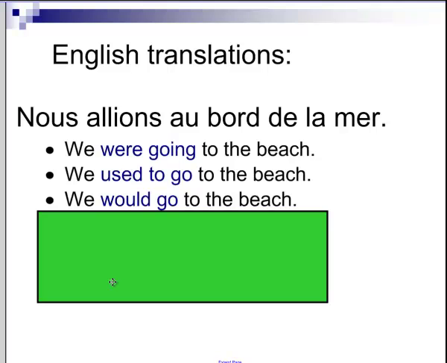Okay guys, so that is the imparfait, much simpler than the passé composé that we learned earlier this year.